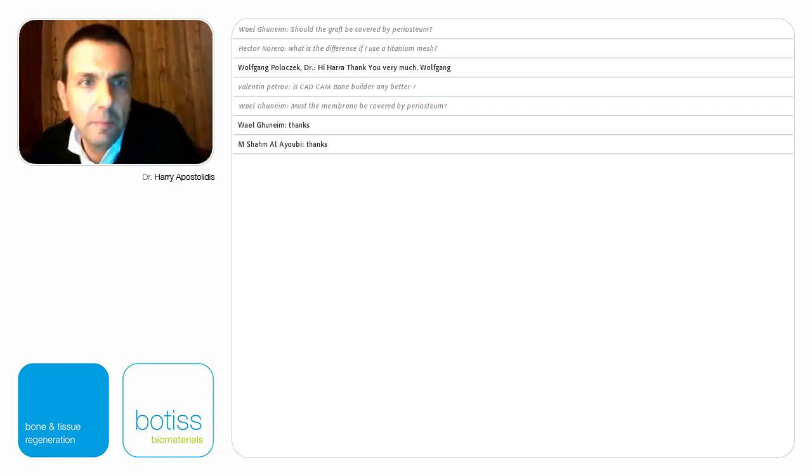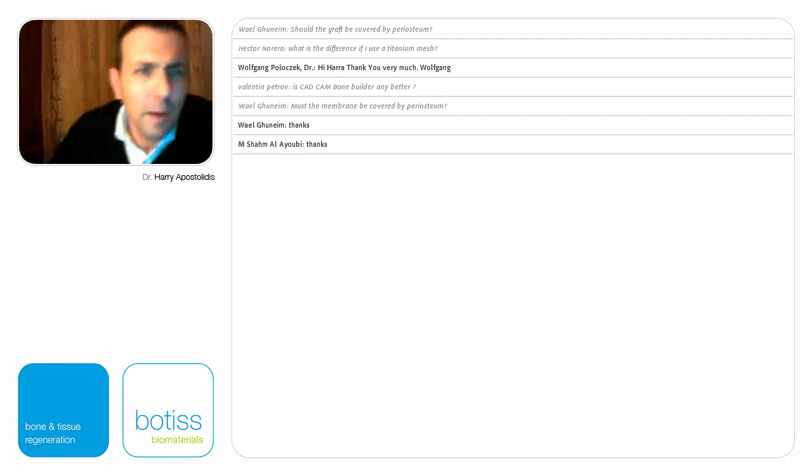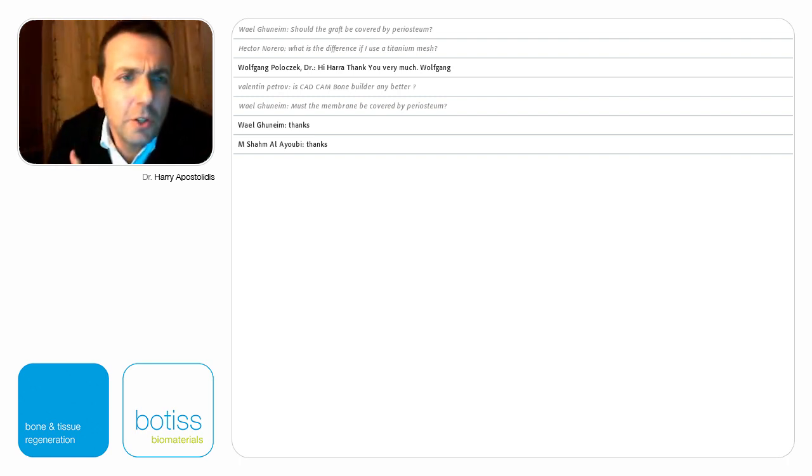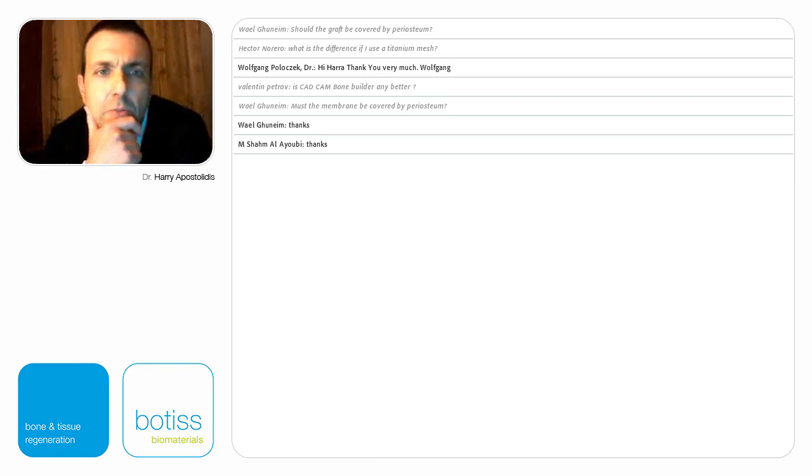So let's see some of the questions. Dr. Gunaim asks, should the graft be covered by periosteum? Well, it's going to be covered by periosteum, but after you cover it with a membrane, as I told you. So first the membrane and after the periosteum. The periosteum is not a GBR membrane. It doesn't protect your graft. So use a GBR membrane.